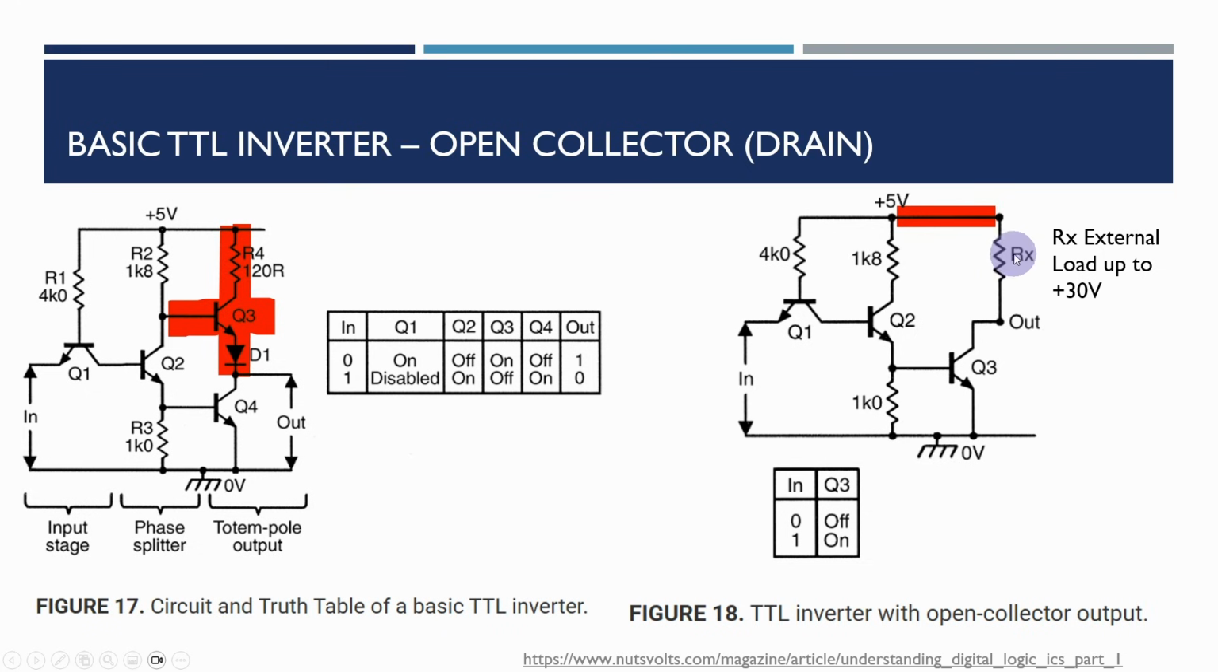If we put a load on here, then this load could be connected to any other voltage, up to 30 volts in some cases. So for example, if we were level shifting between a 9 volt circuit and a 5 volt circuit, then you could use this type of mechanism, and you would probably have a pull-up resistor on this output going perhaps to the 9 volt supply. In this particular diagram, the RX indicates an external load, so it's not part of the chip itself. It can be a little confusing when you look at this.